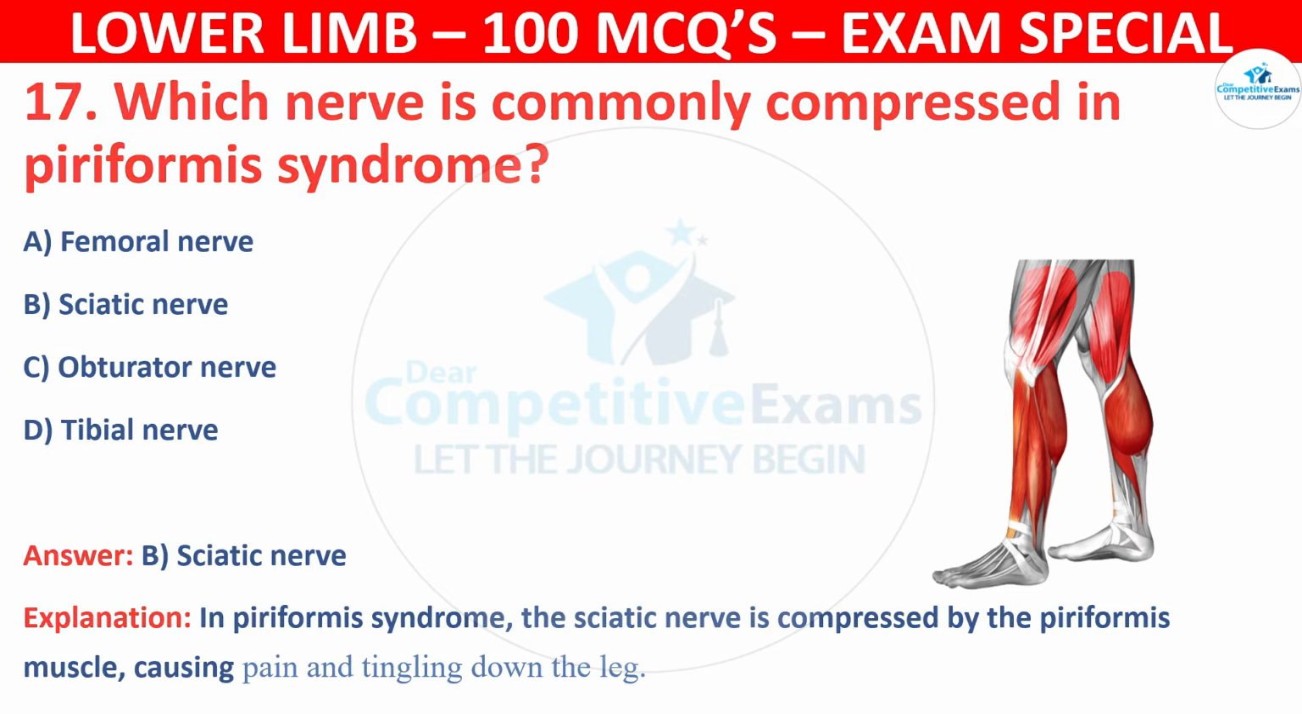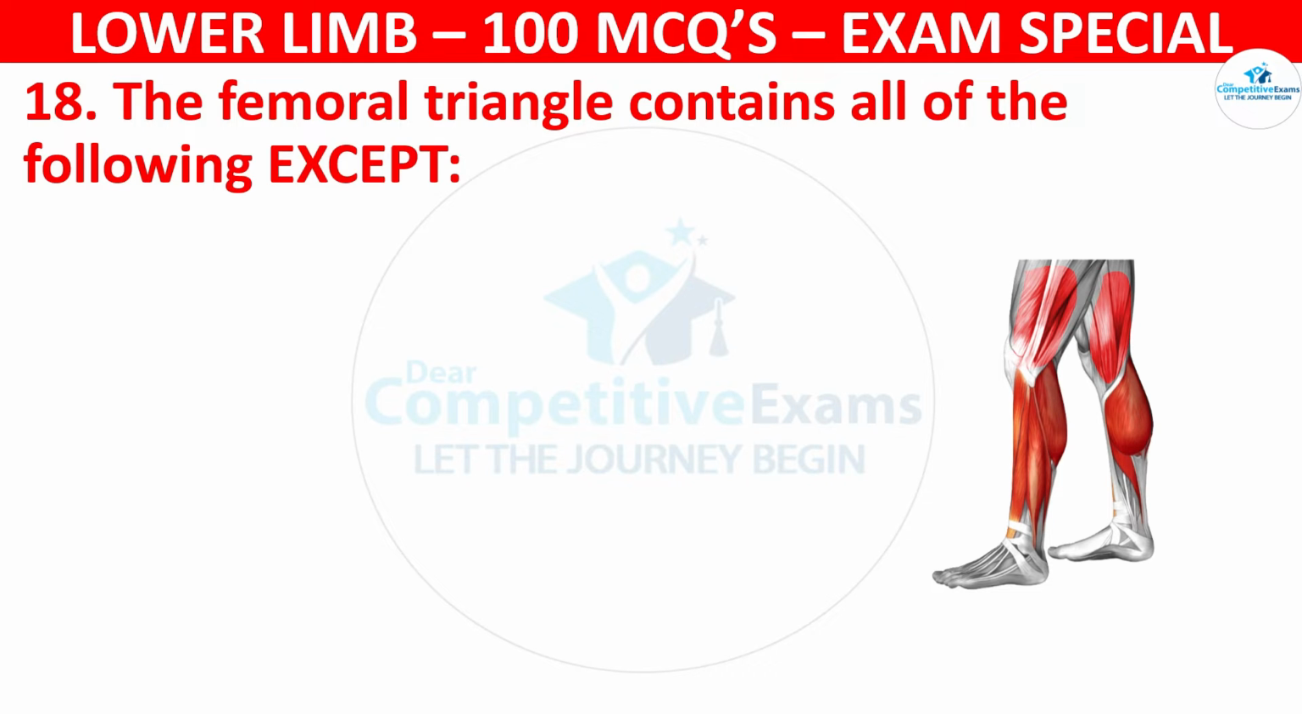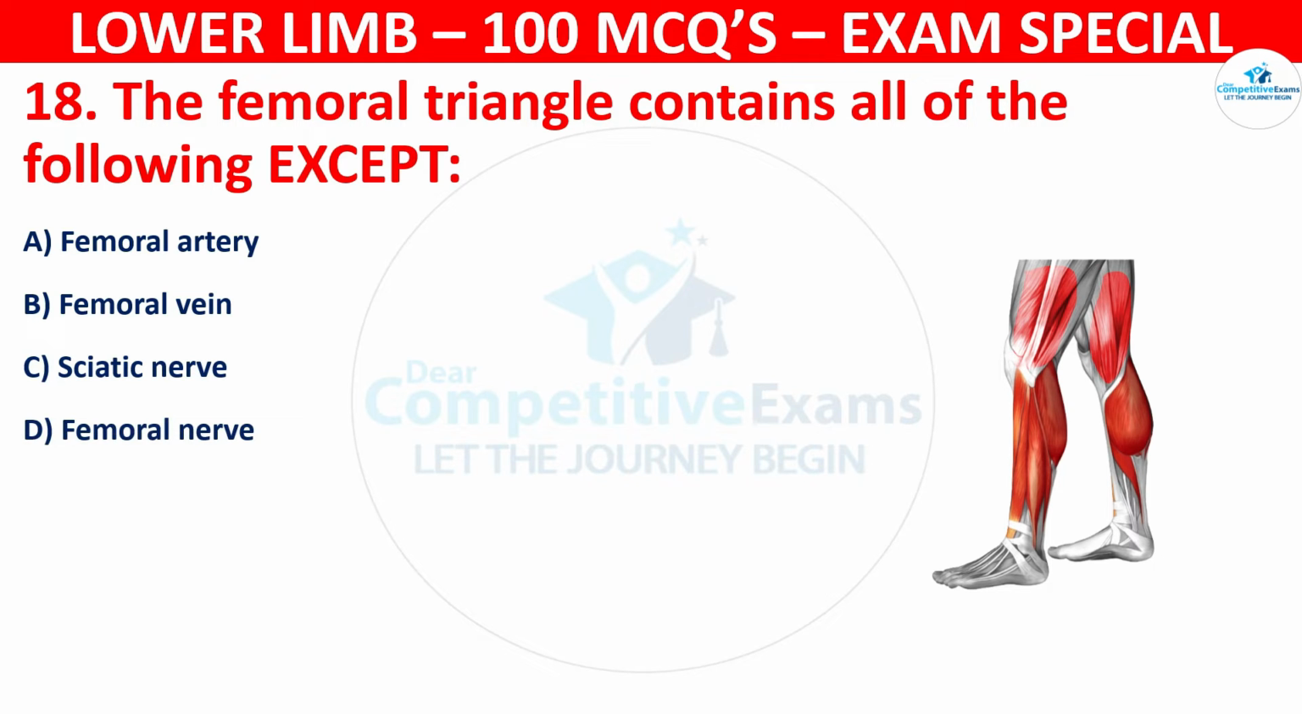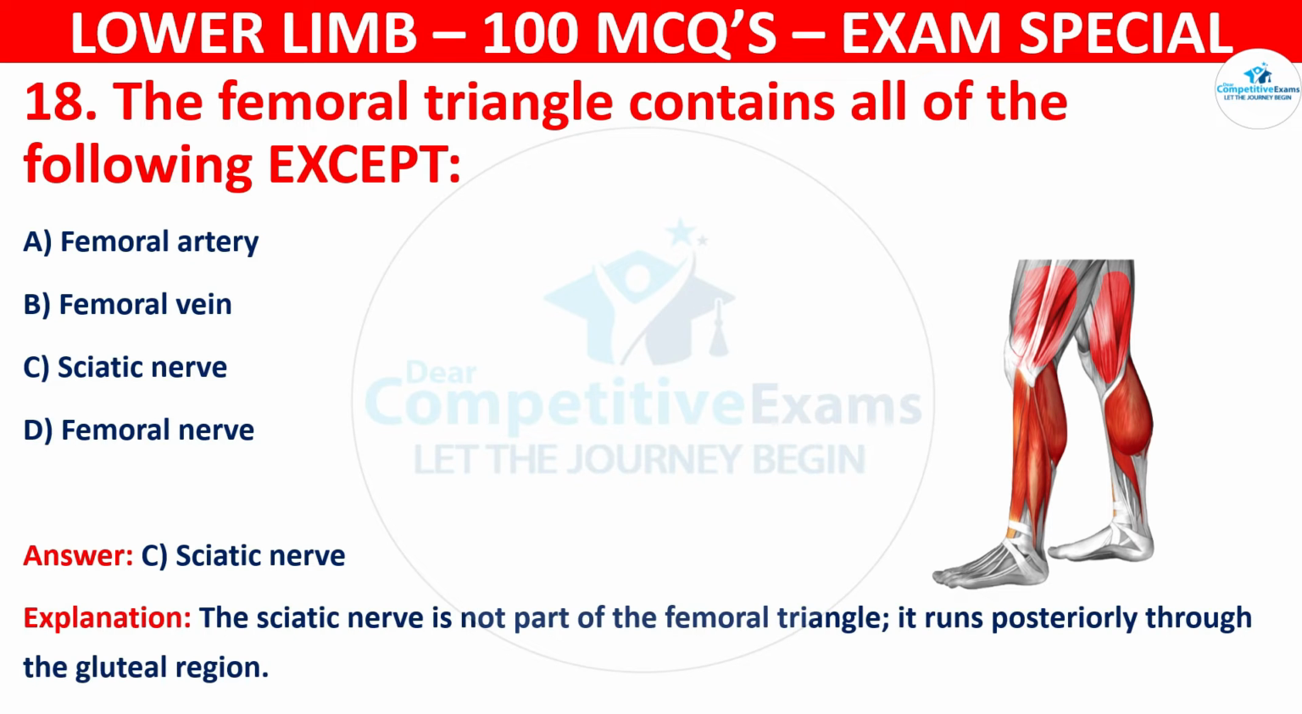Question number 18. The femoral triangle contains all of the following except femoral artery, femoral vein, sciatic nerve, or femoral nerve. The correct answer is C, that is sciatic nerve. The sciatic nerve is not a part of the femoral triangle. It runs posteriorly through the gluteal region.